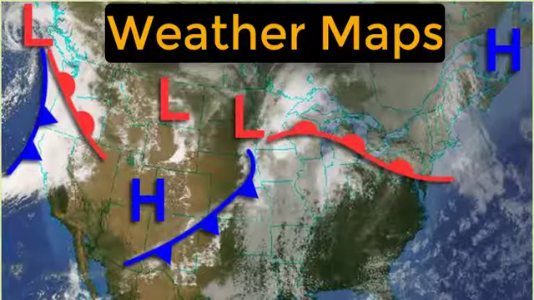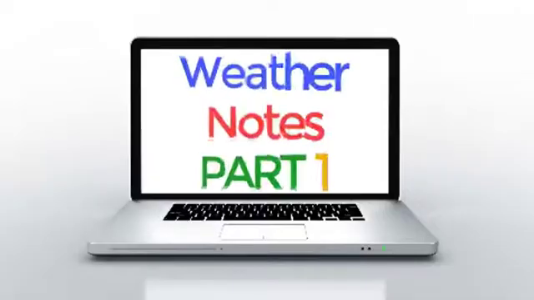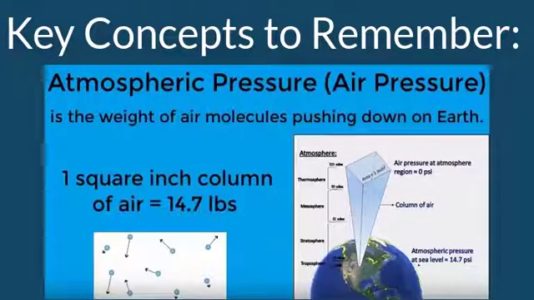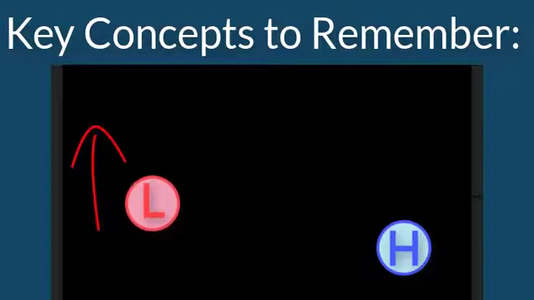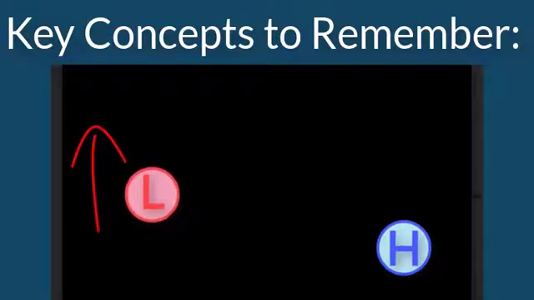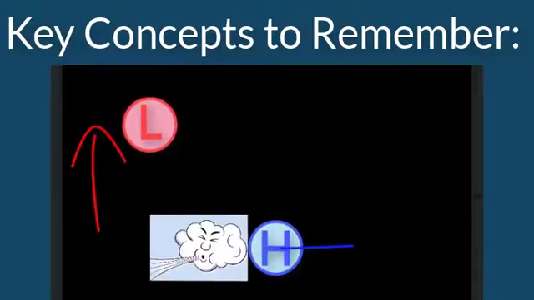How on earth do you read a weather map? Review time. A few key concepts you need to remember from the previous videos are the definition of air pressure and how high air pressure and low air pressure interact with one another. Remember that air always travels from an area of high pressure to low pressure.